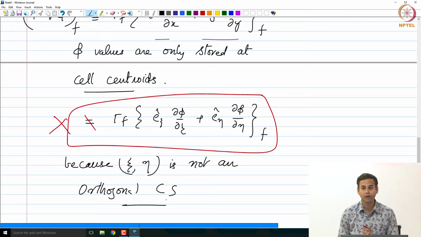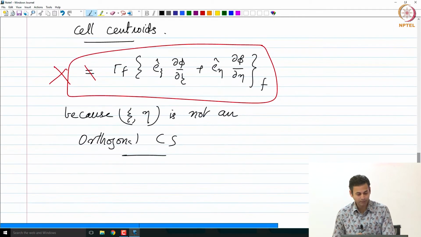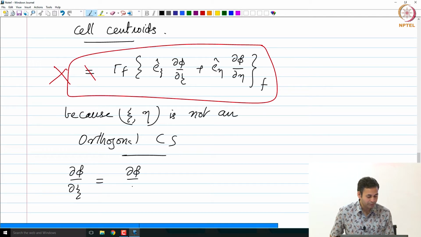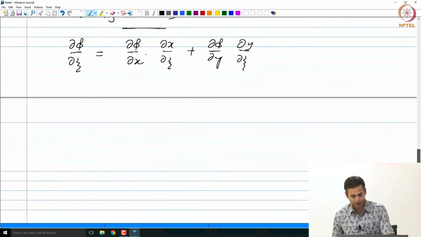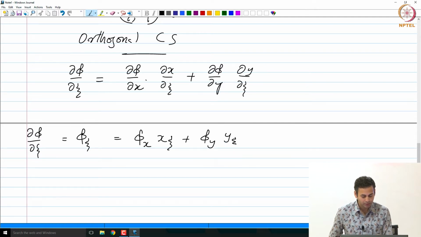Rather, we have to see how the partial derivatives phi x and phi y can be related to the other gradients. That means we want to look at the relation between partial phi partial x, partial phi partial y and these two derivatives, that is partial phi partial xi and partial phi partial eta. In order to do that, we recall that if I want to calculate partial phi partial xi, phi is a function of both x and y. I can write this as partial phi partial x times partial x partial xi plus partial phi partial y times partial y partial xi. If I use a shorthand notation, we can write phi sub xi, which indicates partial phi partial xi, so the partial derivative is represented using a subscript. Then this can be written as phi x x xi plus phi y y xi.